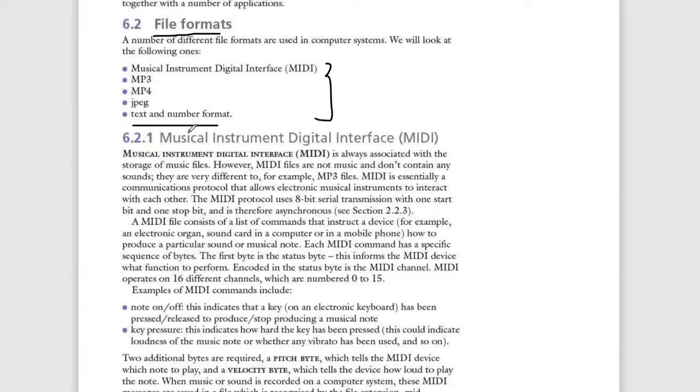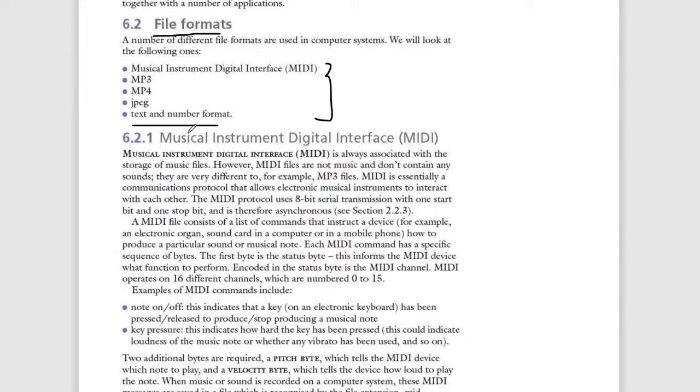MIDI files are not music and do not contain any sounds. They are very different from, for example, MP3 files. MP3 files can store music or sound, but this is not like that. MIDI is essentially a communications protocol that allows electronic musical instruments to interact with each other.